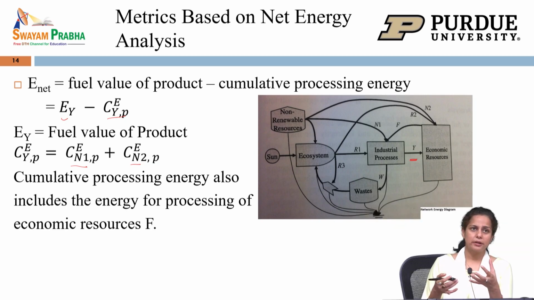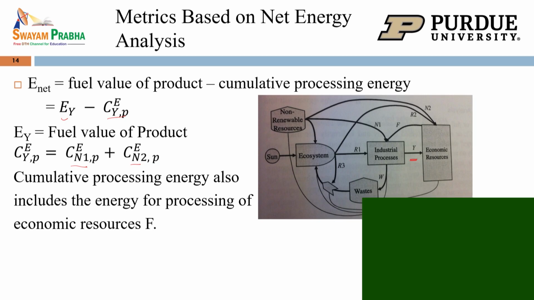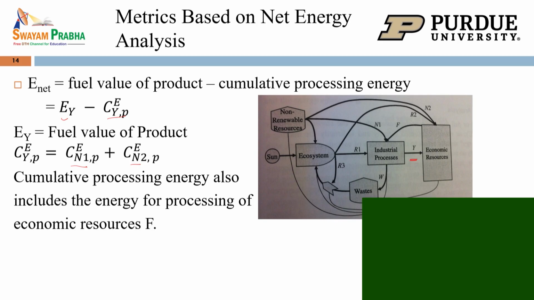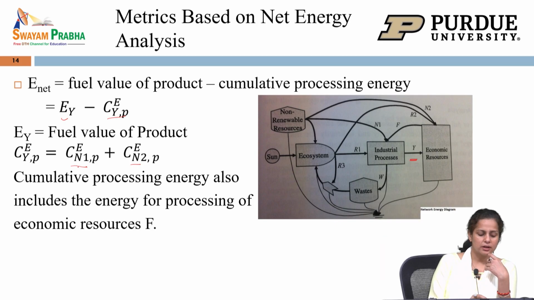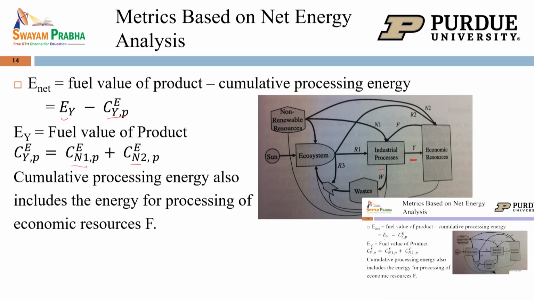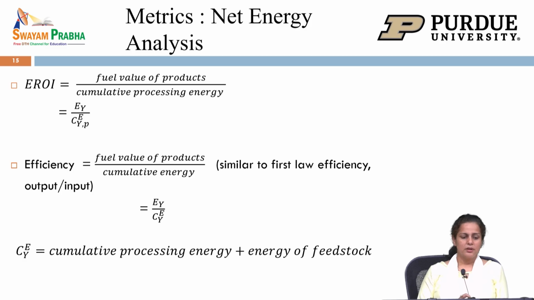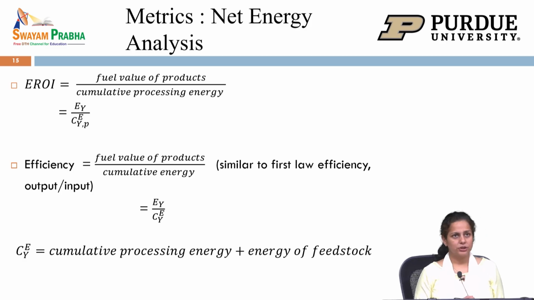But when we calculate our E net, we need to calculate the total energy consumption, or what we call the cumulative processing energy consumed. And here our cumulative processing energy is something that is going to the industrial processes, but also the economy. So, we can calculate the total processing energy for the whole life cycle. And then the E net definition is very similar to the process definition. Then we can calculate the energy return of investment.